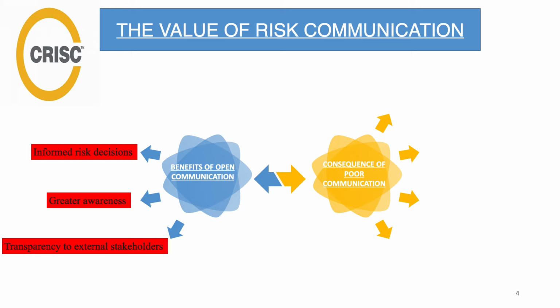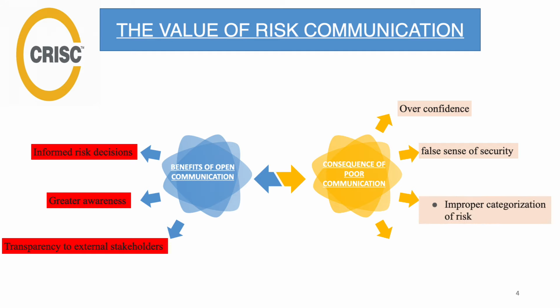Okay, similarly, moving further ahead, let's discuss the consequences of poor communication. First, overconfidence, false sense of security, improper categorization of risk, and misallocation of resources. Poor risk communication can lead to a number of negative outcomes, such as overconfidence in the company's risk-related capabilities and control. Similarly, the second point is a false sense of security.